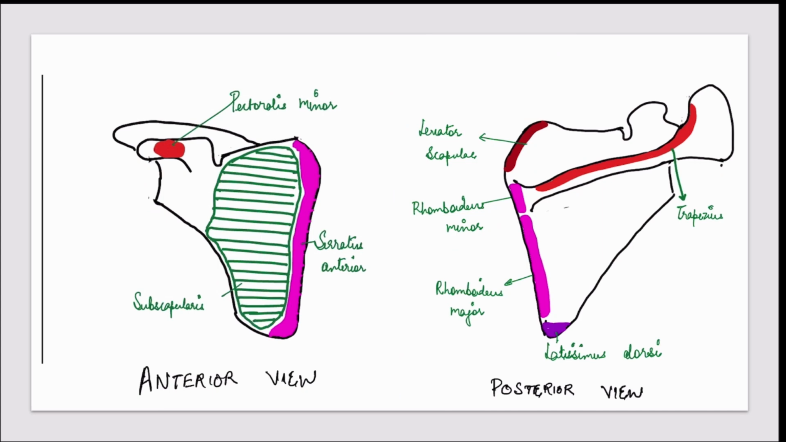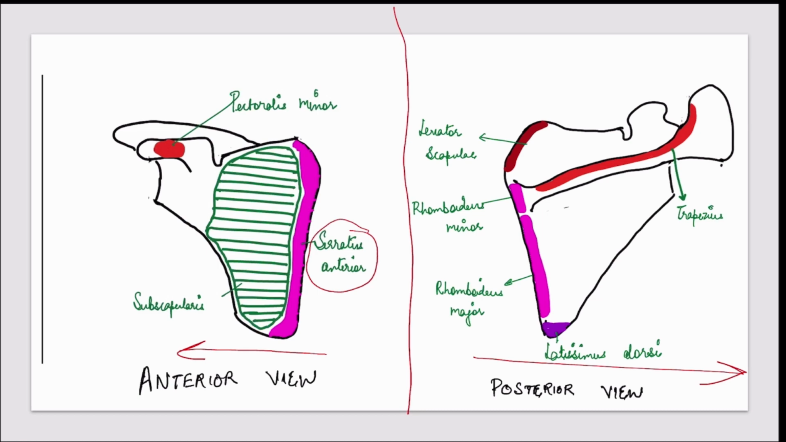Then we will see the protraction and retraction of the scapula. Protraction of the scapula, as you all know, is caused by the serratus anterior. Protraction is the movement of the scapula away from the midline like this. In anterior view it will be like this, and in posterior view it will be like this, away from the midline, which is the protraction. And retraction is movement of the scapula towards the midline like this.